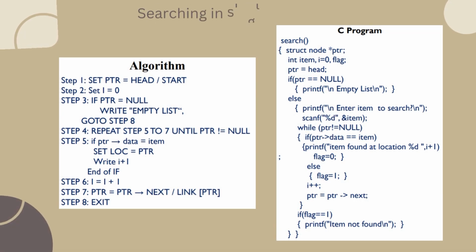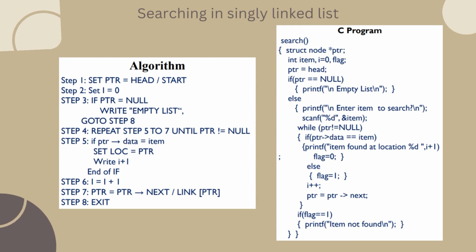Now, the next operation which can be performed in the linked list is searching of any data value or any node in the single linked list. For that, the algorithm is step 1, set ptr equal to head or the start variable pointing to the first node of the linked list. Step 2, set I equal to 0. Step 3, if ptr is equal to null, write empty list and go to step 8.